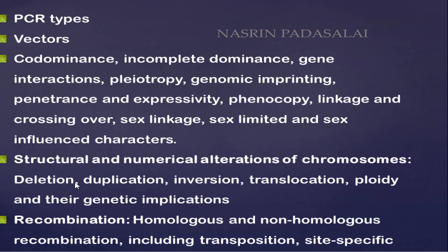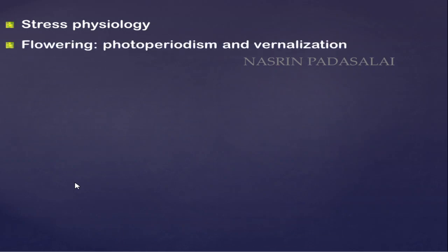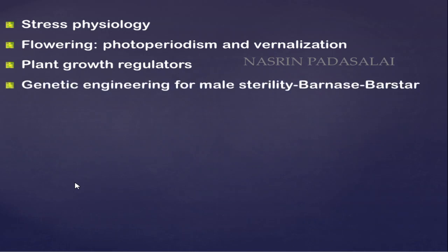Okay, so next you need to know about mutation. Next important thing is stress physiology in plant: how plants cope with their biotic and abiotic stress. Next is flowering mechanism in plant. Plant growth regulators like plant growth hormones, auxin, cytokinin, and abscisic acid, like that. You need to study about all things.